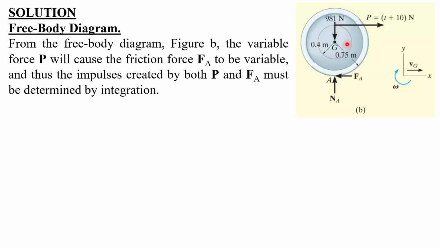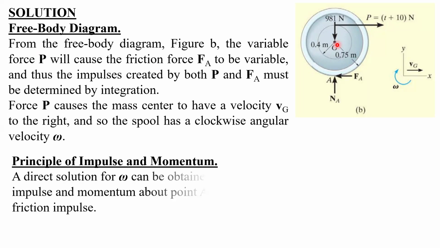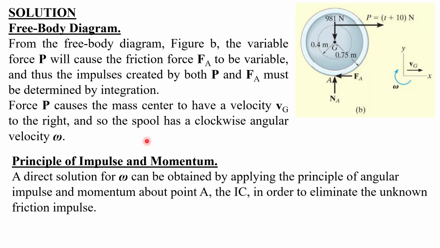Thus, the impulse created by both P and F must be determined by integration. Since P is what is causing the wheel to roll, then that is what is going to cause the friction, because the friction is due to the rolling. Force P causes the mass center to have a velocity Vg to the right, so the spool has a clockwise angular velocity. Now the principle of impulse and momentum: a direct solution of omega can be obtained by applying the principle of angular impulse and angular momentum about point A, that is the instantaneous center, in order to eliminate the unknown friction impulse.